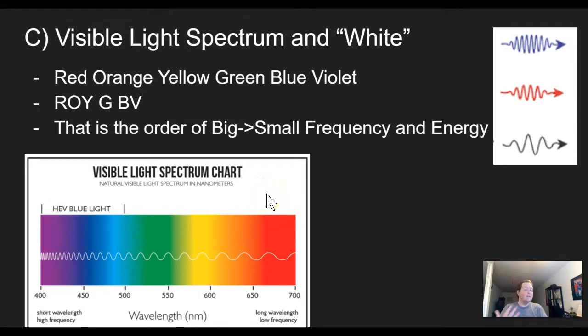Okay, the only difference between these types of light is how big or small their wavelengths are. And of course, how big and small their frequencies are. So red, this side here, has the largest size waves or the smallest frequencies. Violet has the smallest wavelength or the highest frequencies.